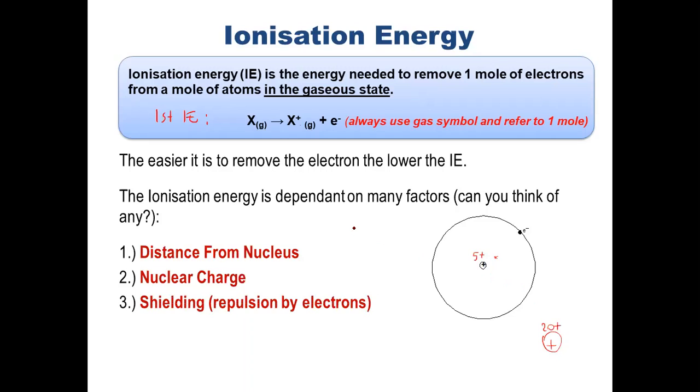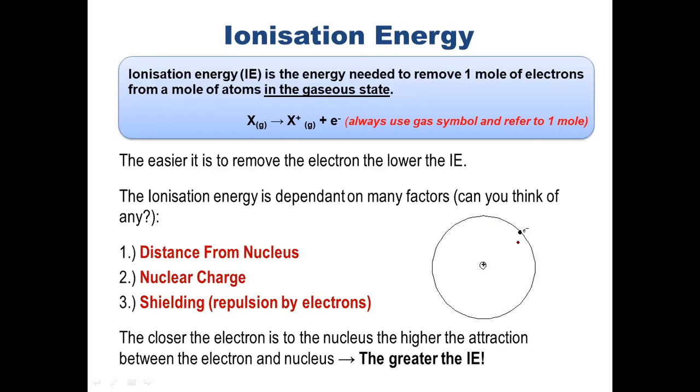And the third one is called shielding. Shielding is repulsion by electrons, because if I'm looking at this electron in here, it's not just the nucleus and this electron. There are other shells in here with all sorts of electrons on these shells. So these are your shielding. What they do is repel this electron. So the more shielding I have, the more this electron is repelled, the easier it's going to be to lose it, the lower the ionization energy.